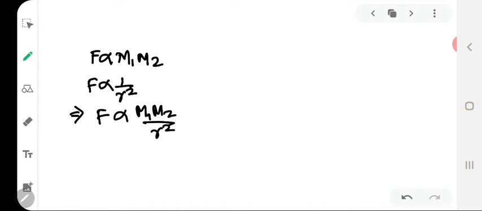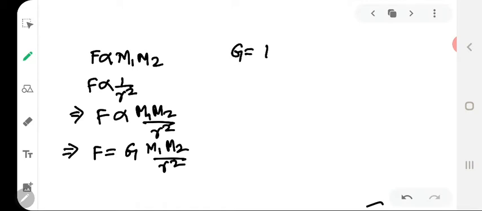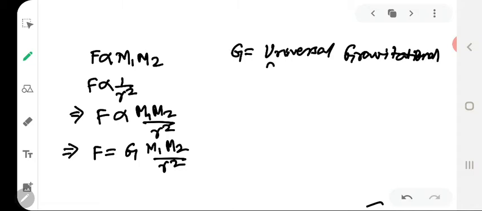So combining these two equations, we get F proportional to m1 m2 by r square. And as we all know, if we want to replace the proportionality sign with an equal to sign, we have to introduce a constant. This constant is given by the capital letter G, and then we can write the expression for force as F equals G m1 m2 by r square, where G is the constant of proportionality called the universal gravitational constant.